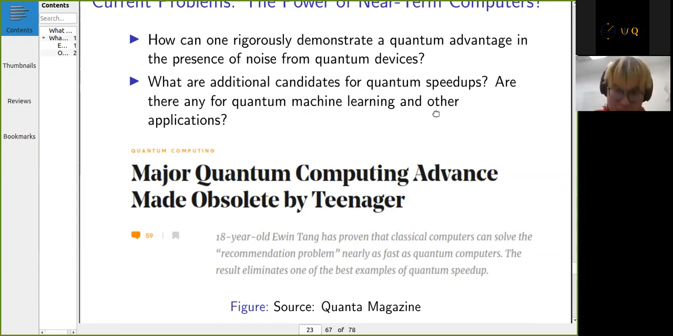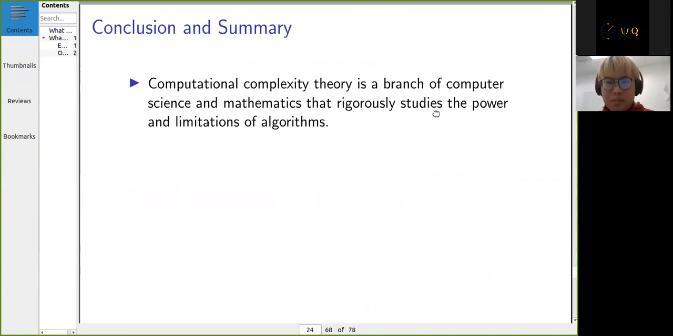So to conclude my talk, we've talked about computational complexity theory. It's a branch of computer science and mathematics that rigorously studies the power and limitations of different algorithms. And we can apply complexity theory to both classical algorithms and quantum algorithms.